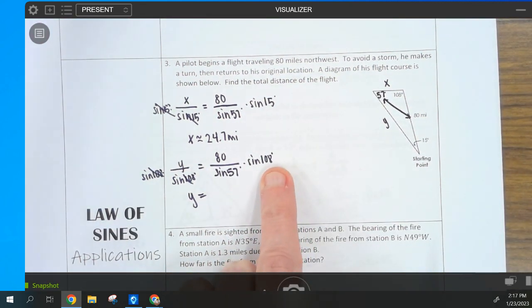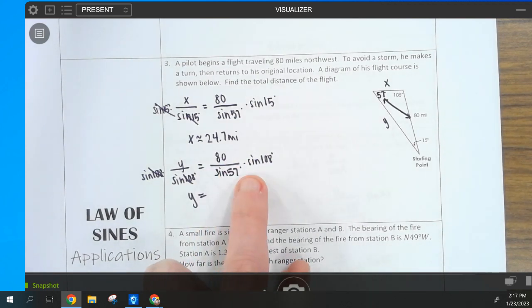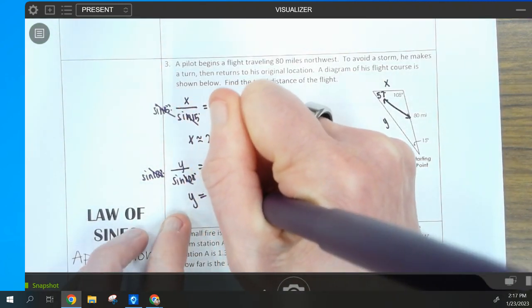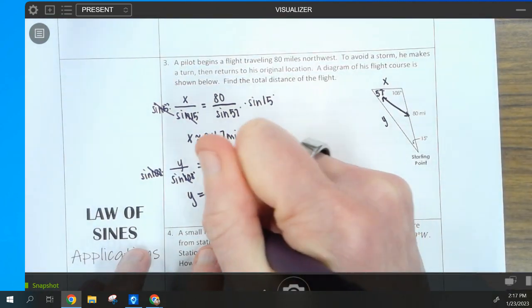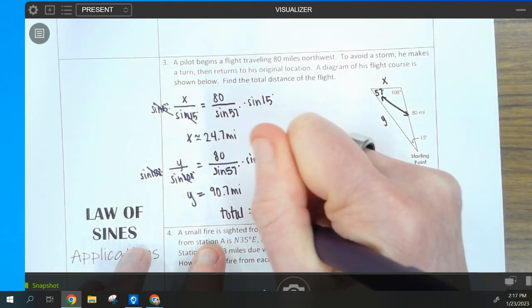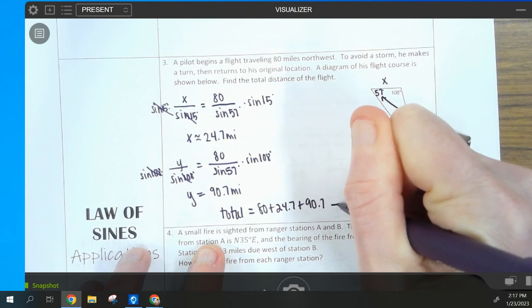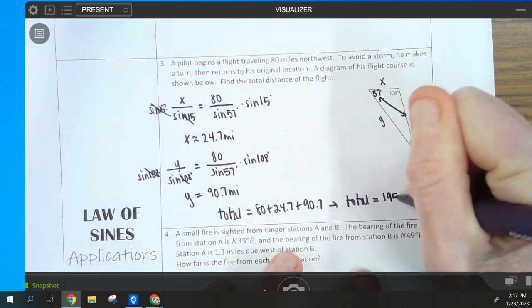And even though this angle is obtuse, it is a quadrant 2 angle, and we know that sine ratios are positive in quadrant 2, so this is still going to give me a positive value here. So I would just do 80 divided by sine of 57 degrees, multiply that by sine of 108, and I got that length to be about 90.7 miles. And then if I want the total distance, I would just add up all three sides. So I would take the 80 plus that 24.7 and then that 90.7, and I would find out my total is about 195.4 miles.